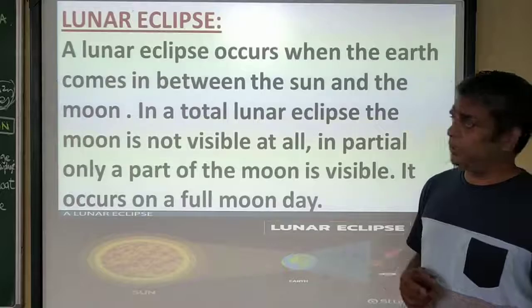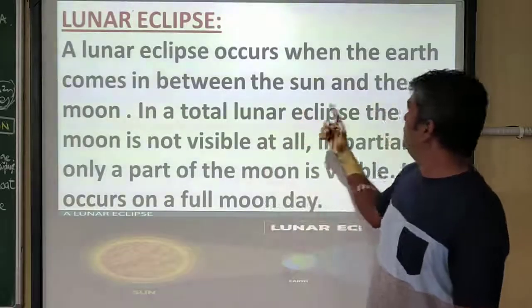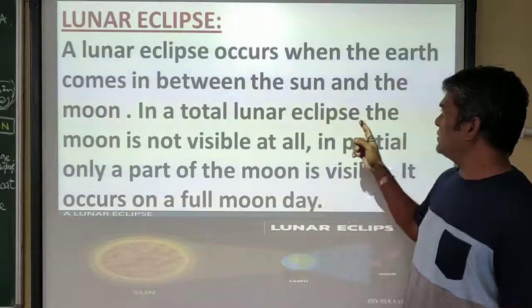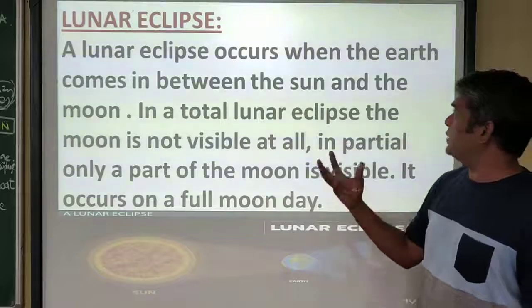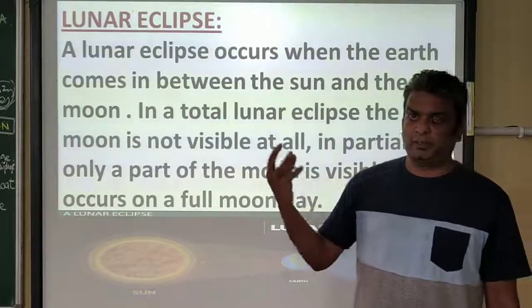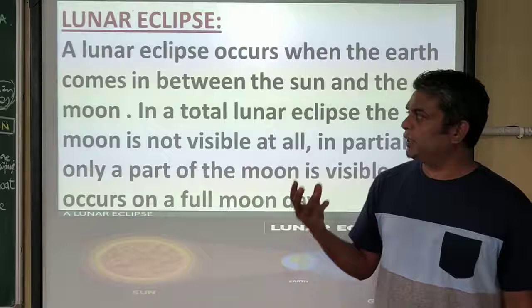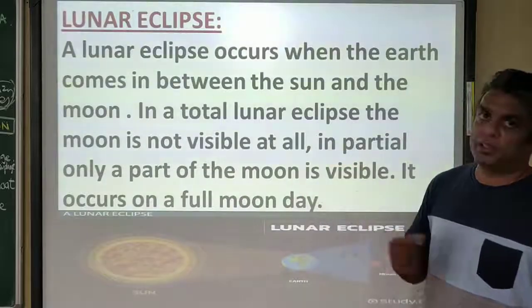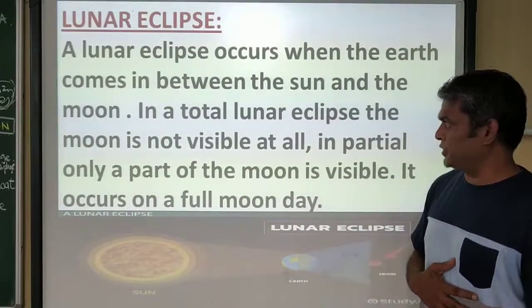Then you have lunar eclipse. A lunar eclipse occurs when the Earth comes in between the Sun and the Moon. This is the time when the Earth comes in between. In a solar eclipse, the Moon came in between; now the Earth comes in between, that is the time the lunar eclipse takes place.